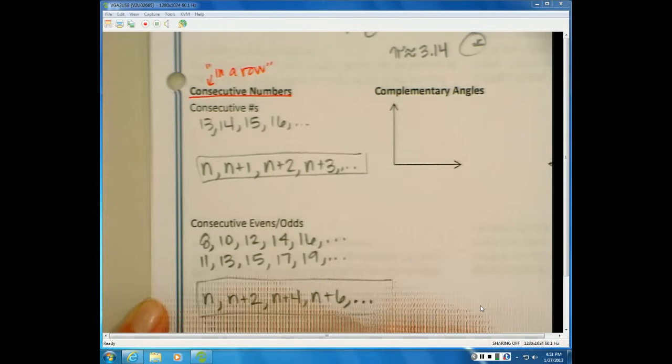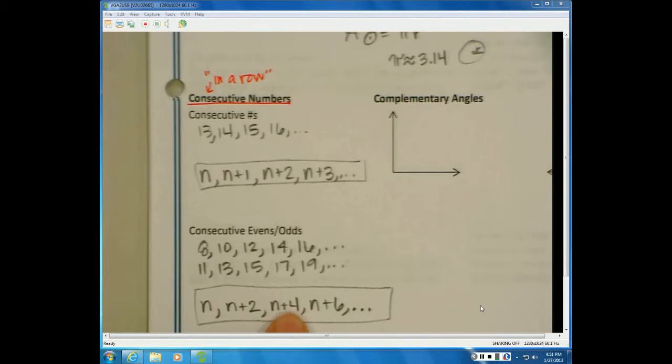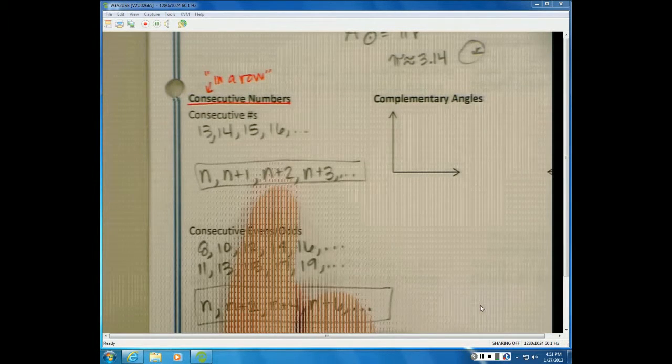This is how you would write consecutive evens or odds. They differ by 2, where consecutive integers, just regular numbers, differ by 1.